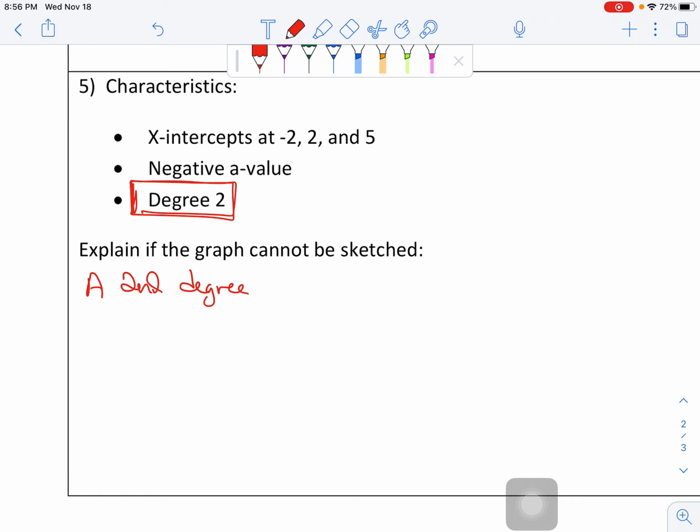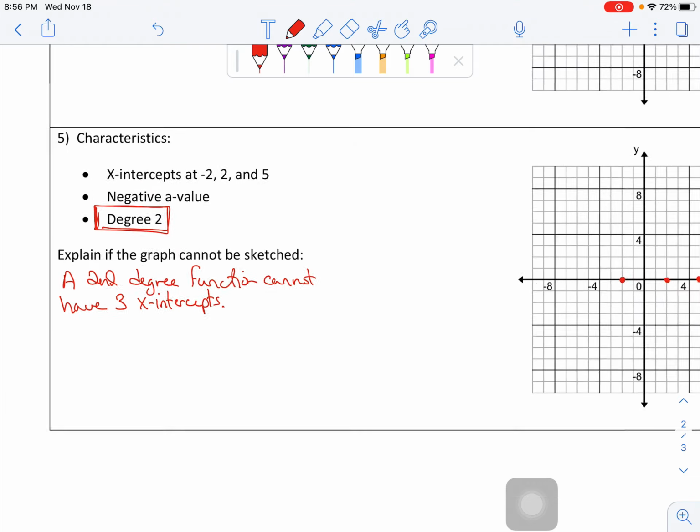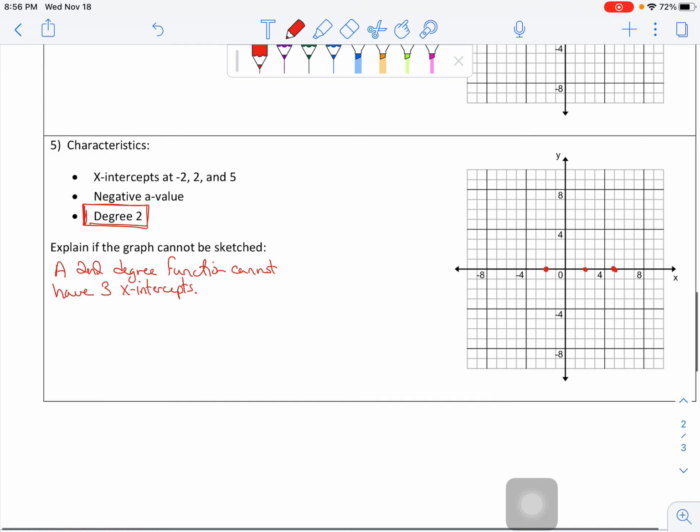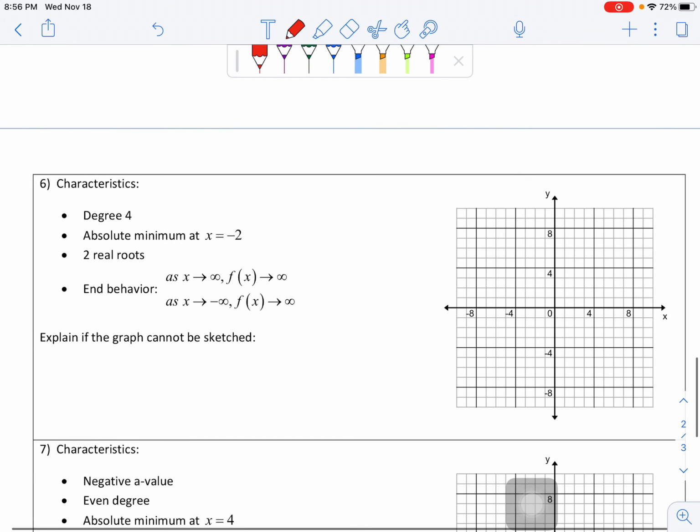A second degree function cannot have 3 x-intercepts. And that's why the graph cannot be sketched. So yes, I marked the x-intercepts, but no matter what way I try and draw it, I'm going to create something other than a second degree function, so that's not going to work. All right, so problem number 5, no graph. All right, number 6, let's see what we've got here.